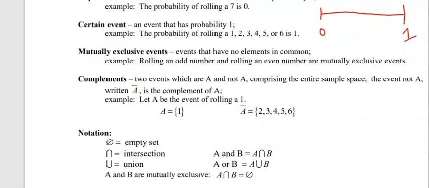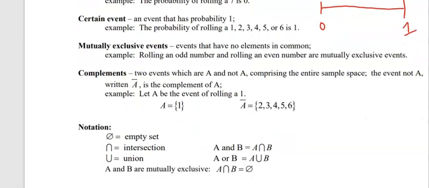Complements. We learned the word complement in Math 1350 when we were doing sets. If you recall, in 1350 we had this example of a Venn diagram. Inside here represents all of the people that live in Lubbock, and it was in a set. Then out here was L complement, representing all the people that do not live in Lubbock. Let's just go ahead and read it before I get ahead of myself. Two events, which are A and not A, meaning A complement, comprise the entire sample space. The event not A, written A complement, is the complement of A.